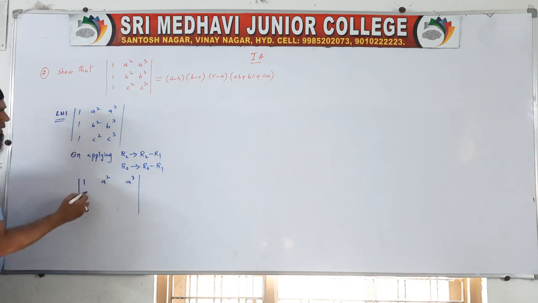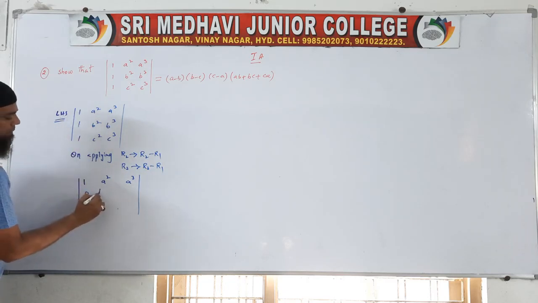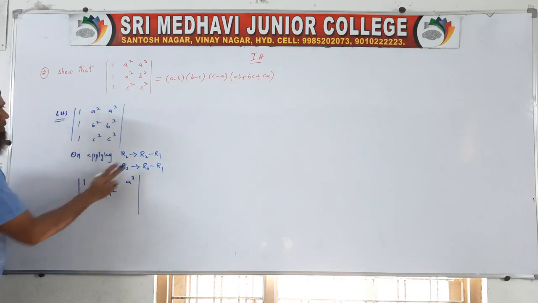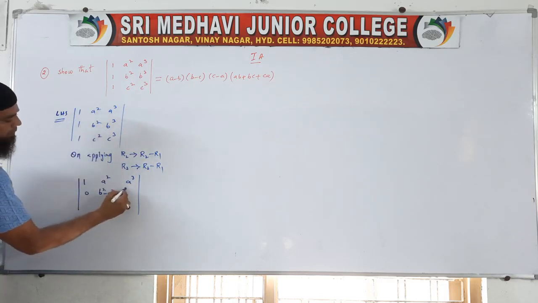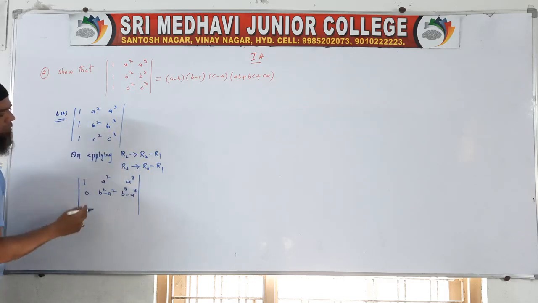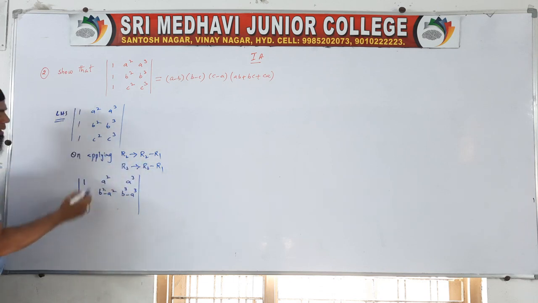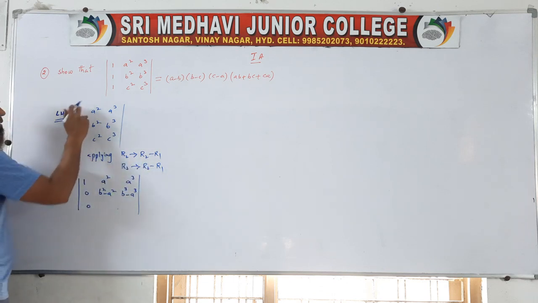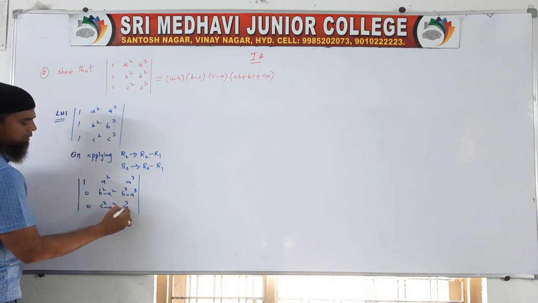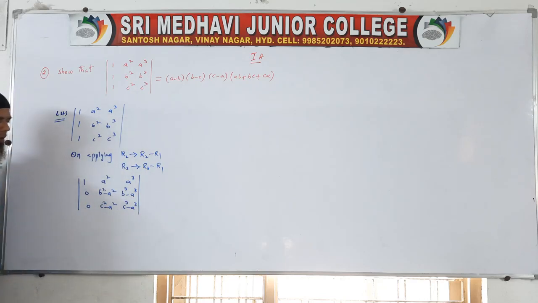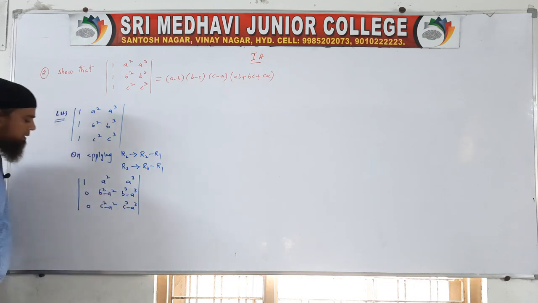1 minus 1, what will you get? 0. I am not doing rough work because it is very easy now. b square minus a square, b cube minus a cube. Similarly, R3 minus R1, 1 minus 1 you will get 0, c square minus a square, and here c cube minus a cube. Now we have to write the b square minus a square formula and the b cube minus a cube formula. After that, we have to take common. It is very simple here.